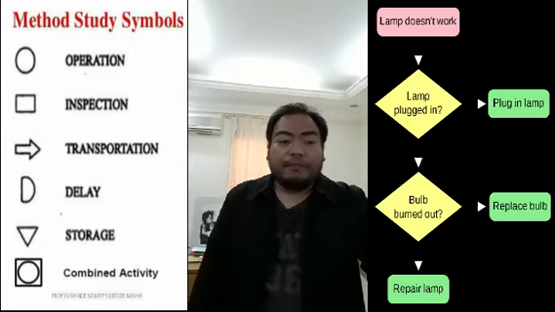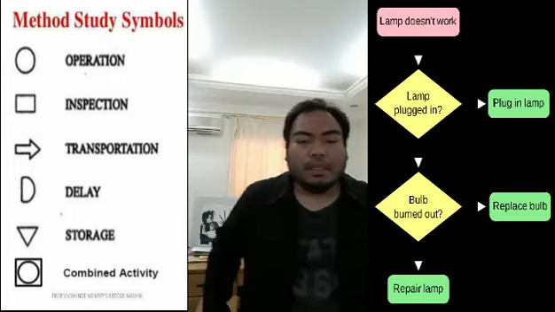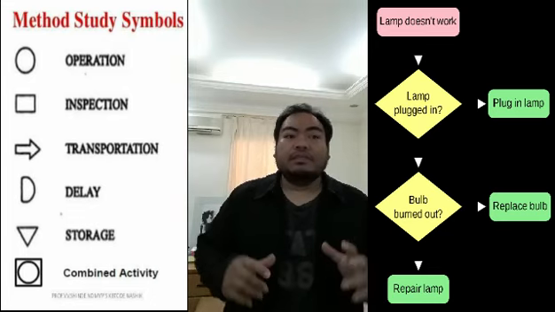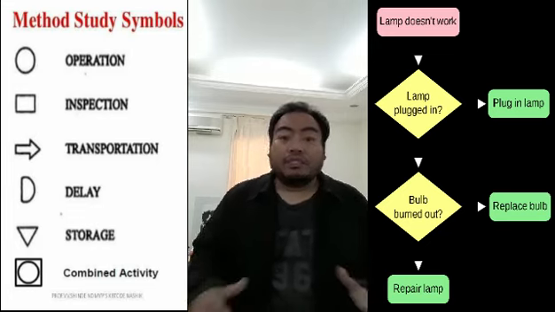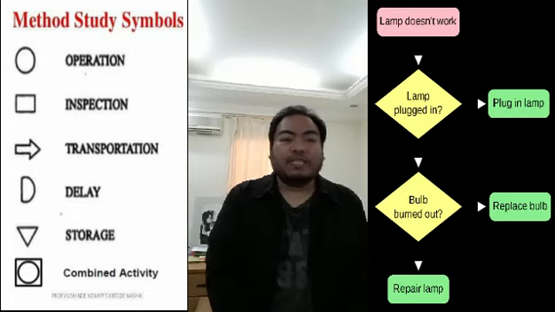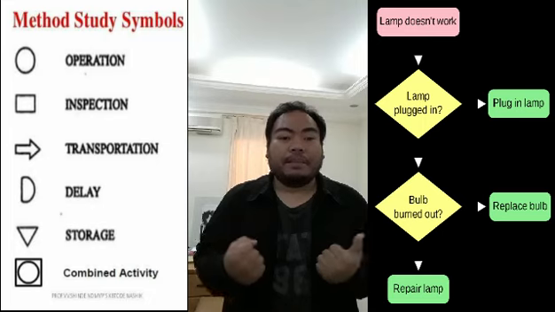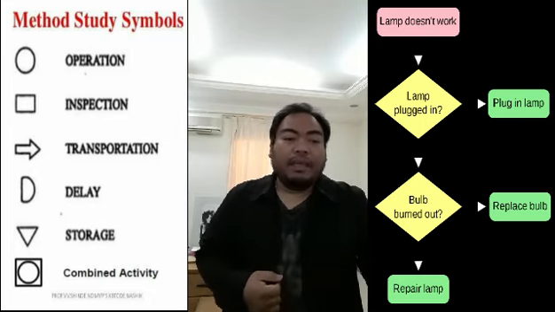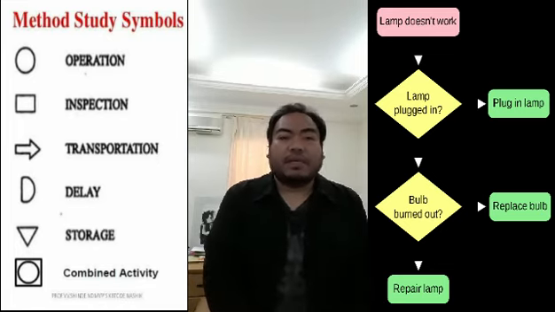Now, in recording, we use different symbols to denote a certain operation. The circle is for the operation. Then the square is for the inspection. The arrow symbol is for transportation. And the delay is capital D, as in dog, and storage is denoted by capital V. Using symbols is part of the recording technique to simplify the presentation of the process.